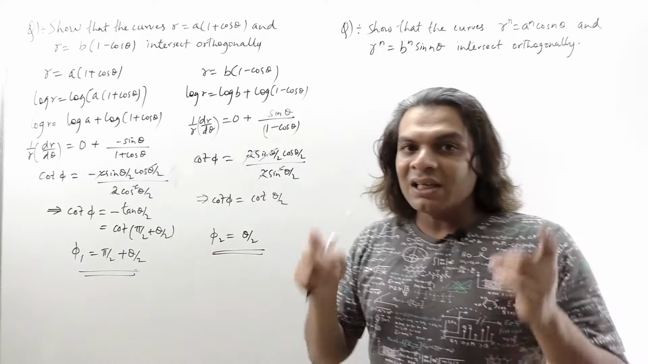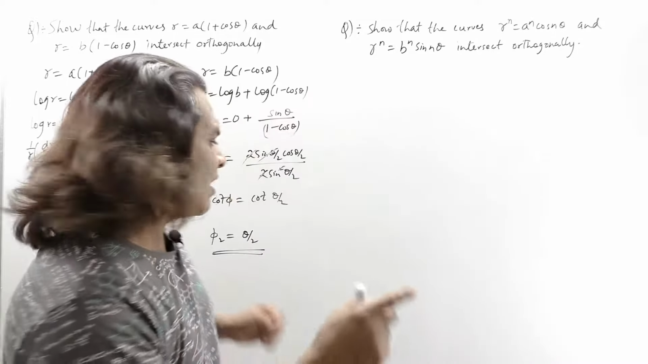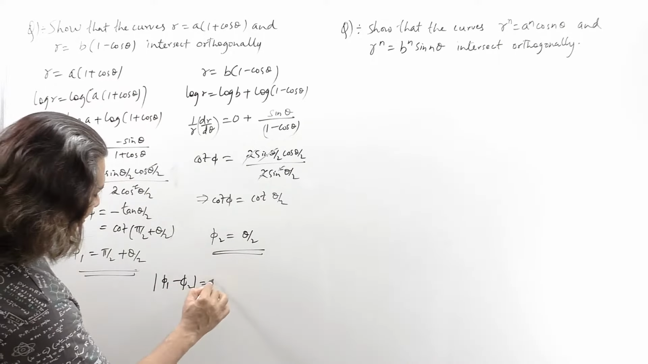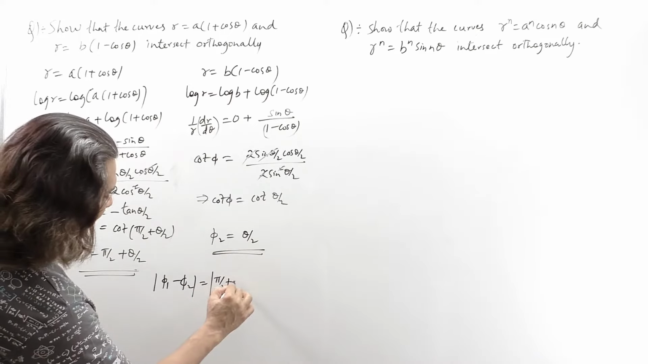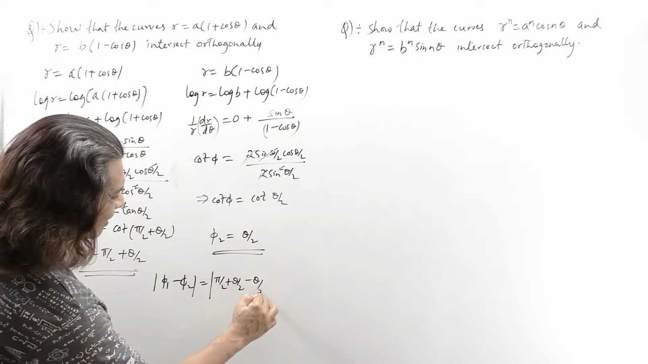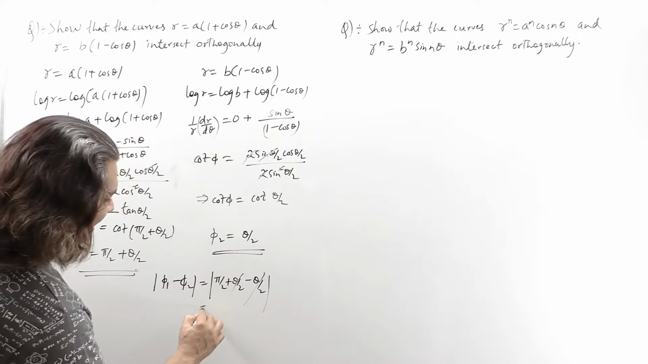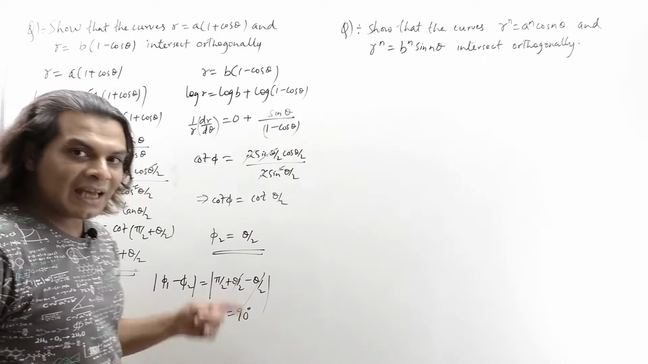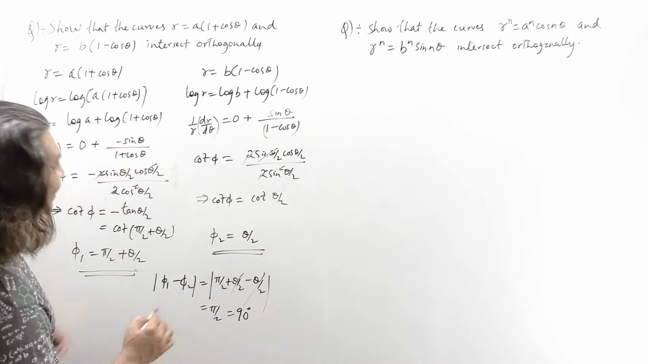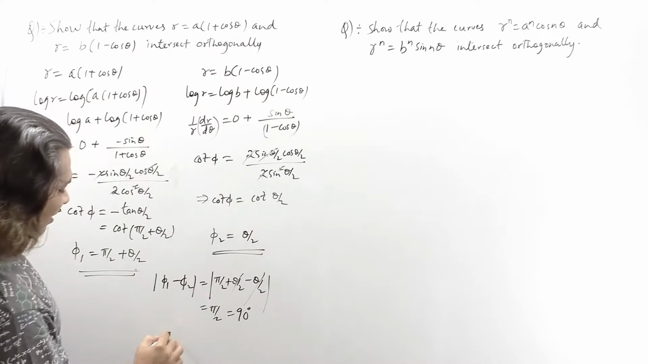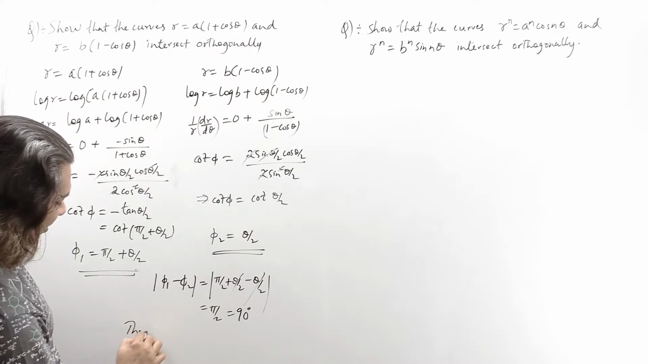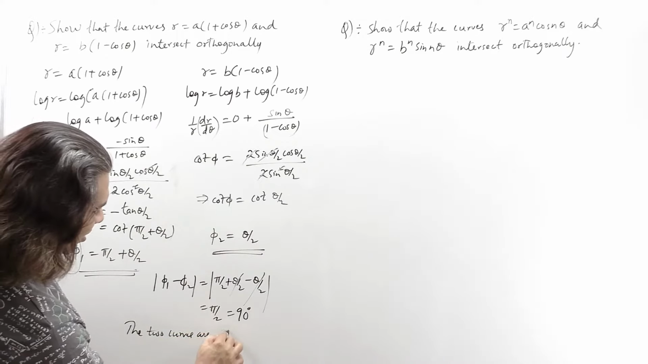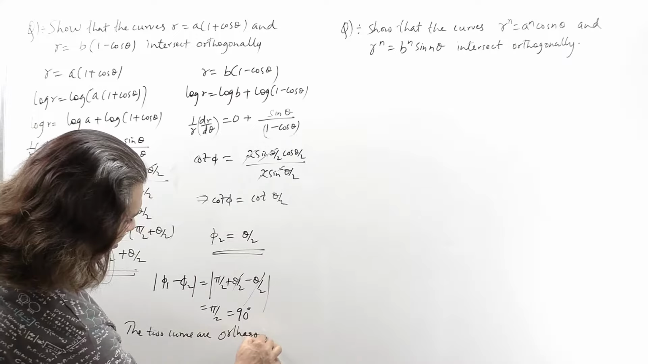So, as discussed, the angle of intersection between two curves is given as phi 1 minus phi 2. So, if you find phi 1 minus phi 2, it is equal to pi by 2 plus theta by 2 minus theta by 2. So, this cancels. That is again nothing but pi by 2. Pi by 2 is how much? 90 degrees. Therefore, we can conclude that the two curves intersect each other orthogonally. So, we can write the two curves are orthogonal.